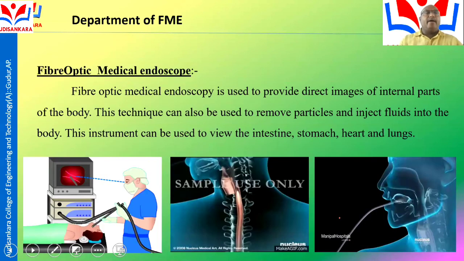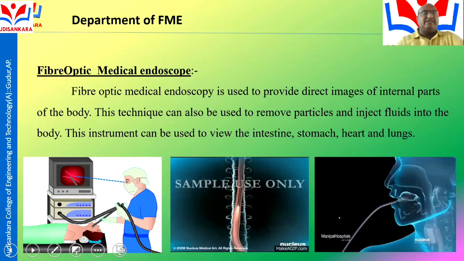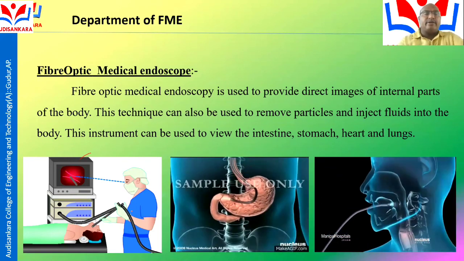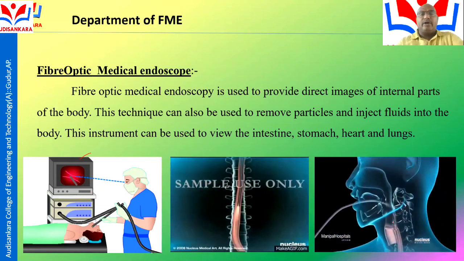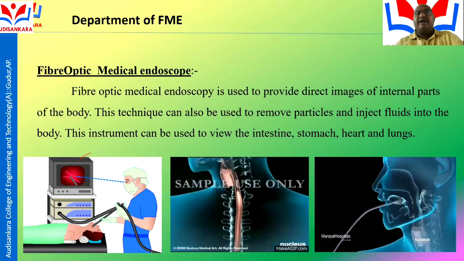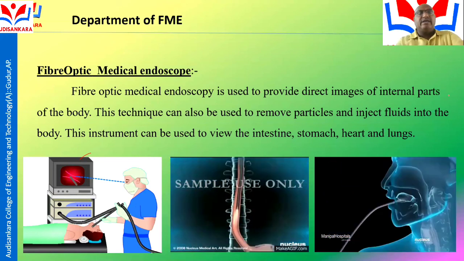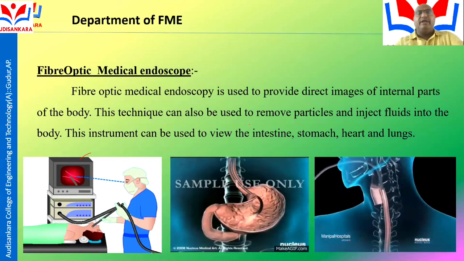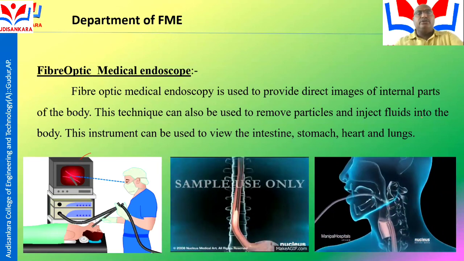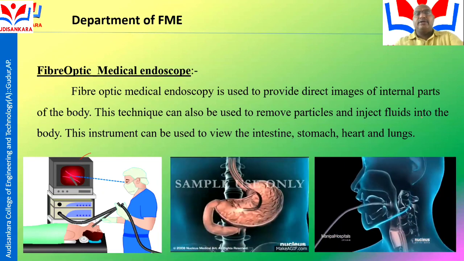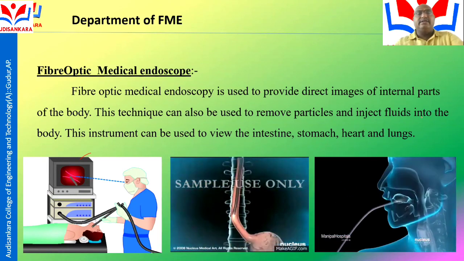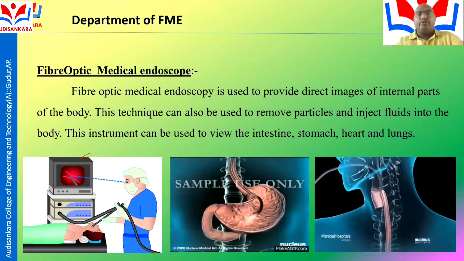Another one is optical fiber medical endoscopy. Endoscopy means, that is called the endoscopy tube. It is called a monitor. The cable is inserted into the human mouth. The fiber optical medical endoscopy is used to provide a direct image of the internal parts of the body. This technique can also be used to remove parts and inject fluids into the body. This instrument can be used to view inside the stomach, heart and lungs. So problems can be easily diagnosed with the help of the endoscopy equipment.